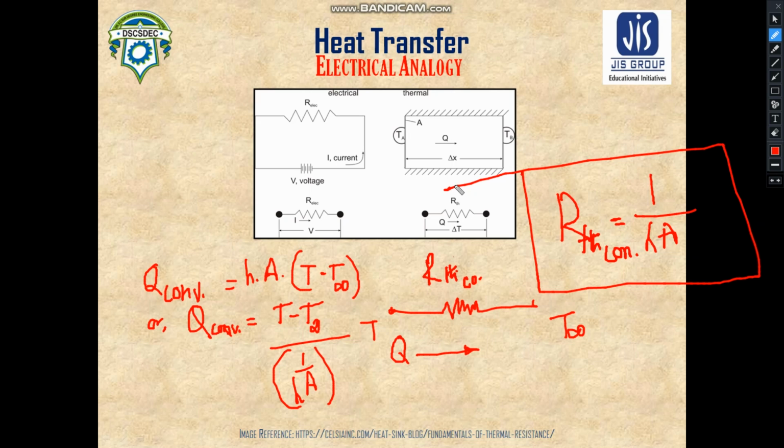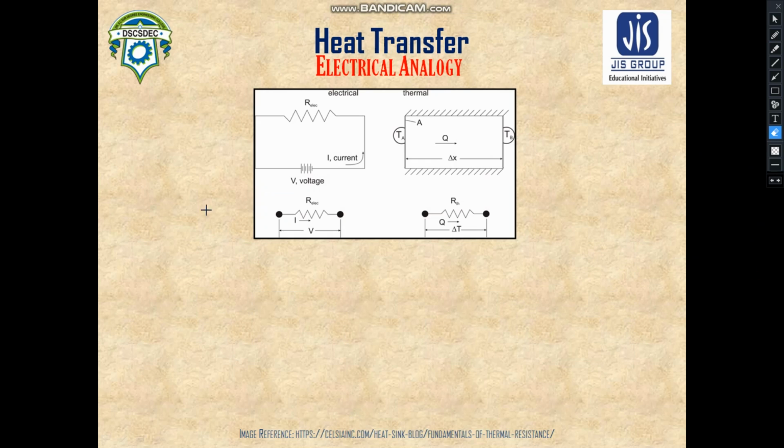So now it is quite well understood that we can form any kind of electrical circuit for a heat transfer, or specifically a conduction problem, for a single plane wall or a composite plane wall. So we'll try to apply this electrical analogy concept for the composite plane wall, and we will observe how we can derive this type of formula.